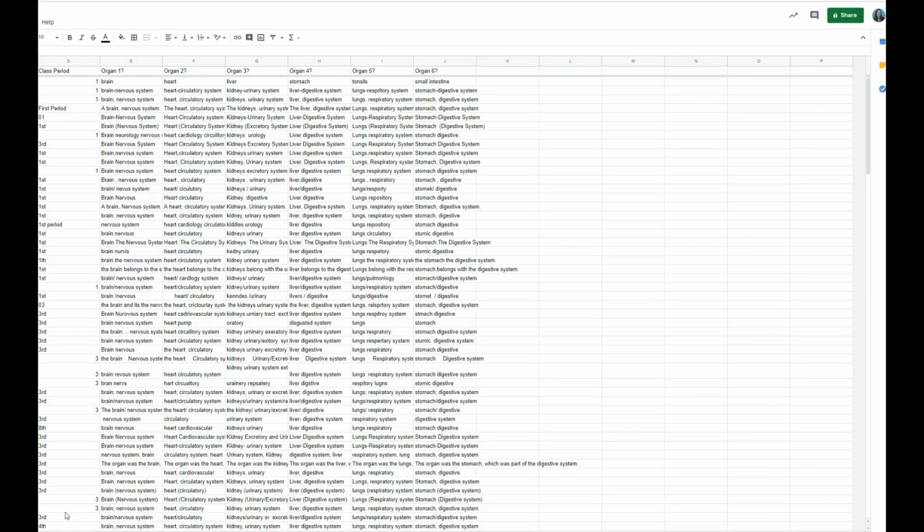So just to check and see how my students did, you can see that a lot of the students understood what the major organ was, and they could even go along and answer what they thought the body system was that organ was a part of. So once again, Google Forms is just an awesome way to check for understanding to make sure that a student has understood the expedition that they've just been on.